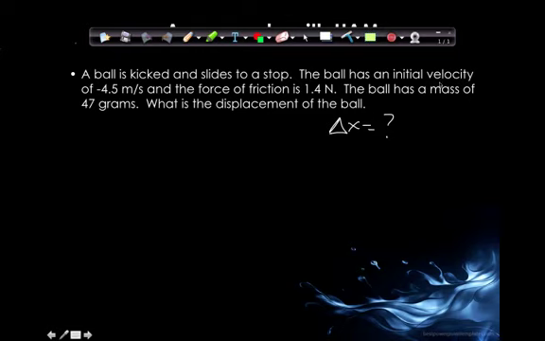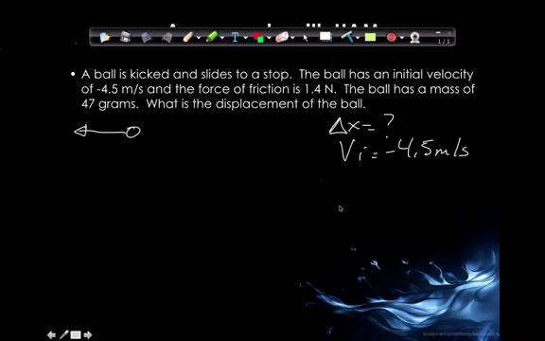The ball has an initial velocity of negative 4.5 meters per second. If the initial velocity is negative, it is just moving to the left. Since it's sliding right here, we just know it's horizontal movement. So that means that the ball is moving to the left. That's what that really means.